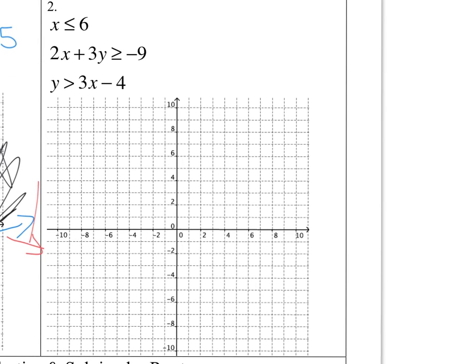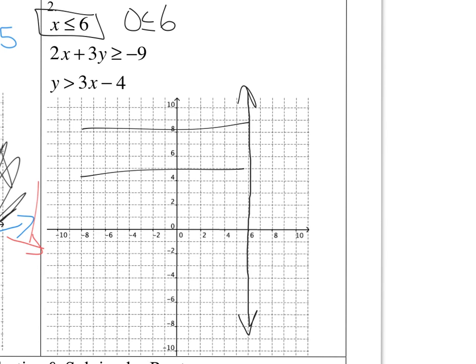For number 2, x is less than or equal to 6. That's a vertical line at 6. Some of you messed that up on your quiz last week. Be careful. Vertical line at x is 6. And then is 0 less than or equal to 6? Yes, sir, it is. So you go that way.